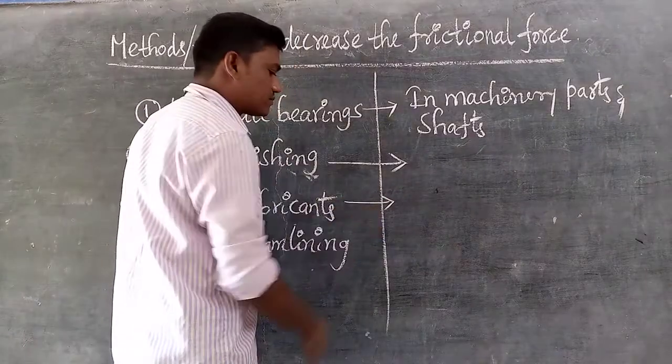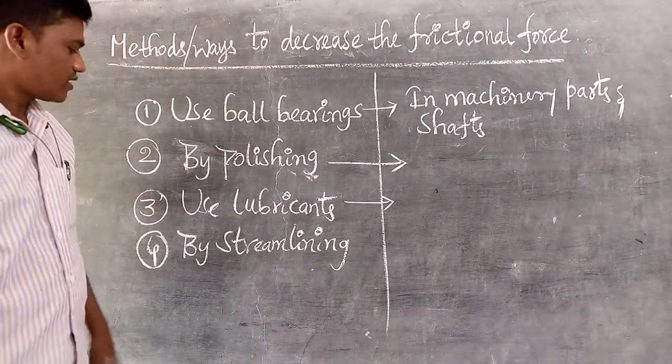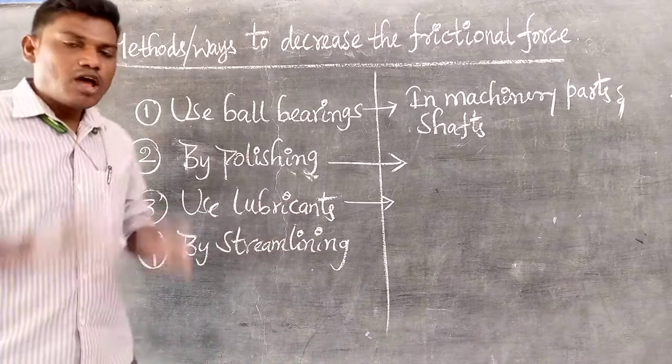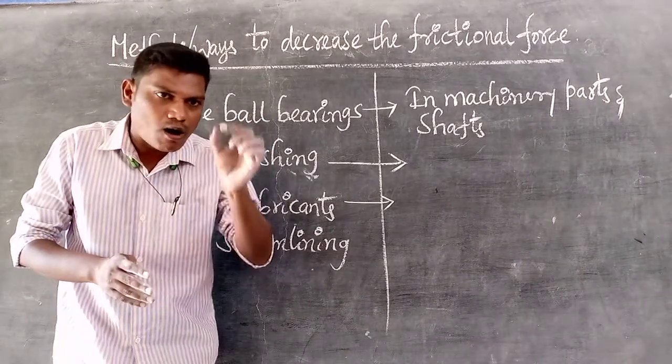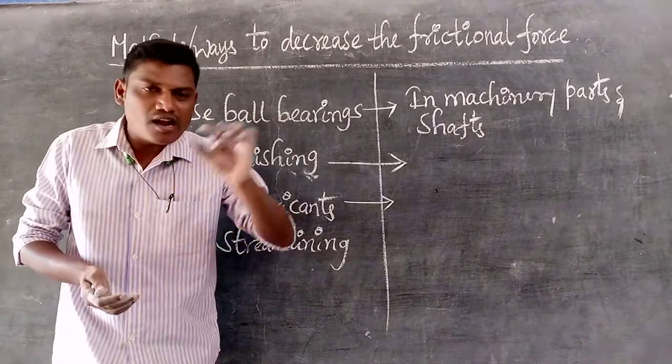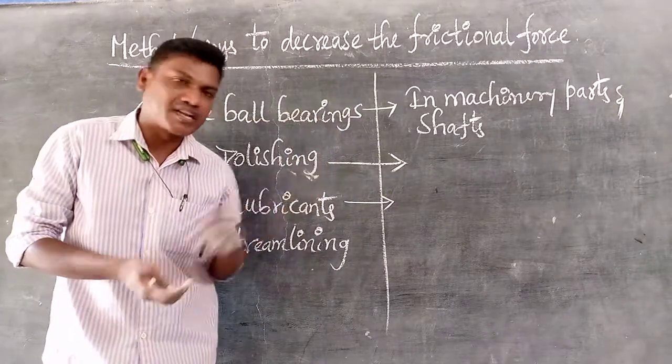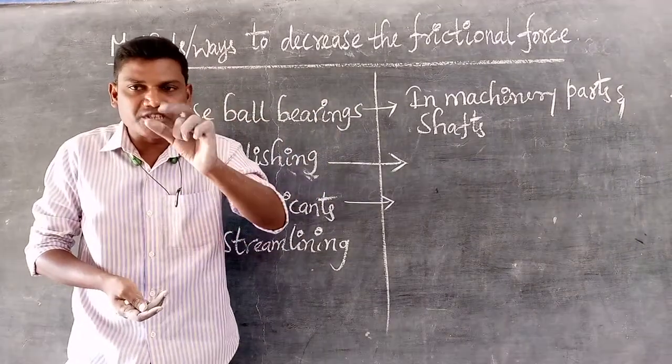Next, the third one is to use lubricants. Lubricants are nothing but oil and greases. Oil and greases are called lubricants. Oil is used between the machinery parts.